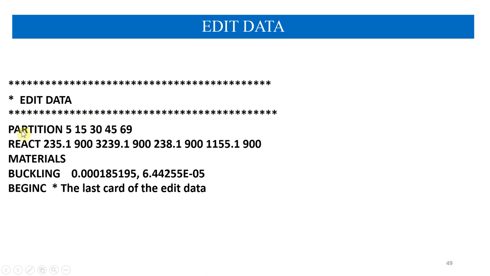After that, the edit data contains another partition. It could be different energies, but extracted from the same boundaries of the few group card, and react to the isotopes of consideration and the buckling. Okay, and beginning, it means the end of edit data, which is used for reaction edit data.